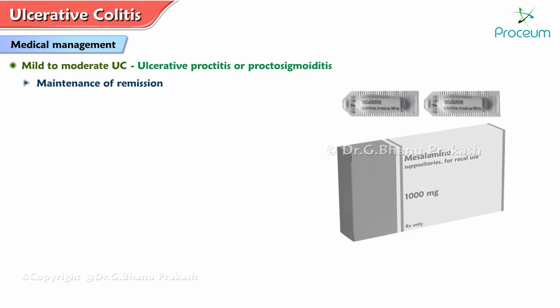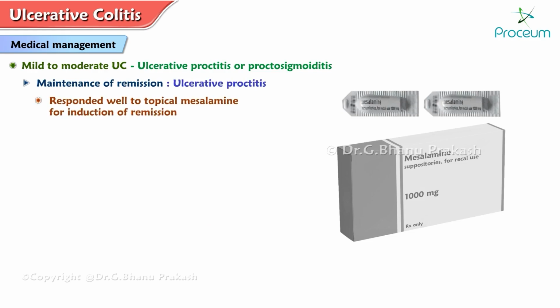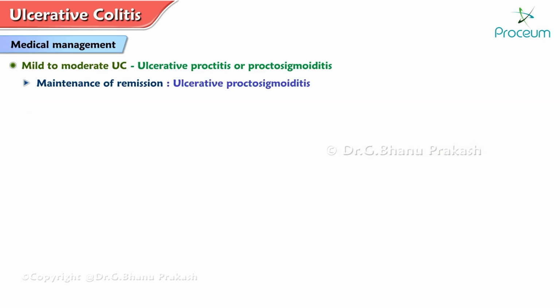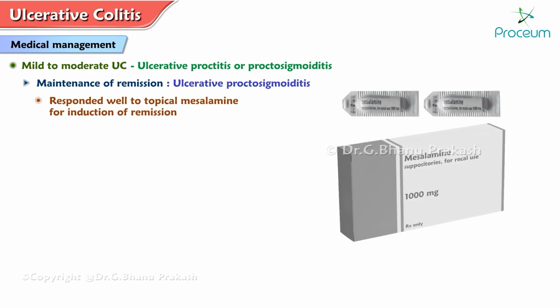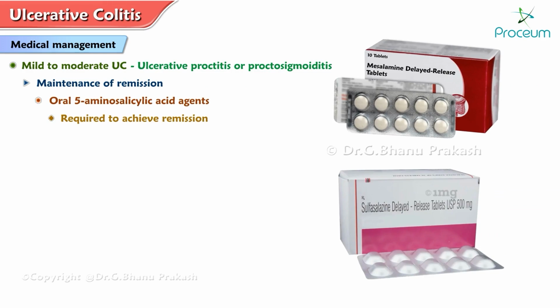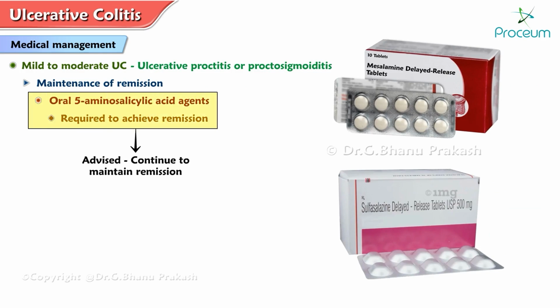Maintenance of remission. For patients with ulcerative proctitis who responded well to topical mesalamine for induction of remission and who have more than one flare per year, it is advised to use a maintenance regimen of 1 mesalamine suppository, 1 gram, every night. For patients with ulcerative proctosigmoiditis who responded well to topical mesalamine for induction of remission, using a maintenance regimen of 1 mesalamine enema every night is recommended. For patients who required an oral 5-amino-salicylic acid agent to achieve remission, it's better to continue oral amino-salicylic acid therapy to maintain remission.